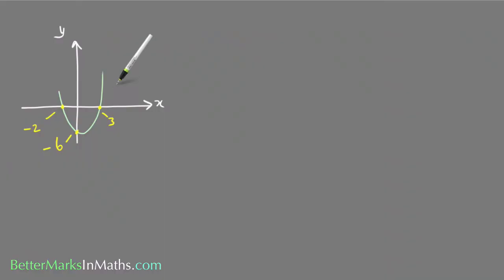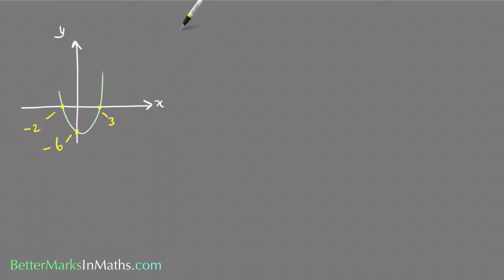Now, in this lesson, I'm going to show you how to find the equation of a parabola from its graph. This graph here has the two x-intercepts shown and also the y-intercept. So the way of doing this is to first of all start with the x-intercepts.